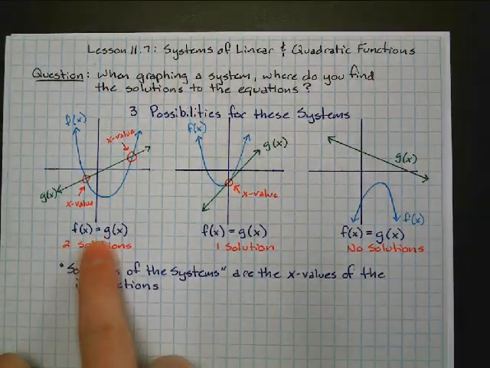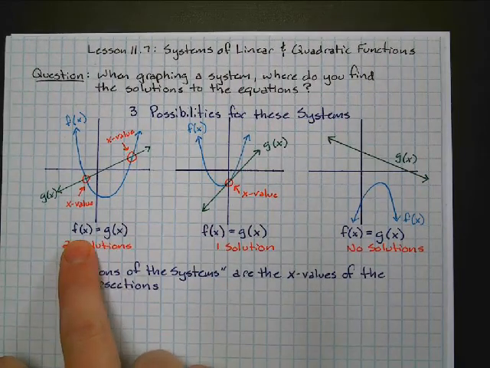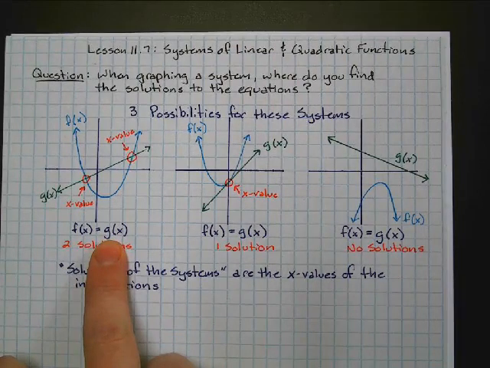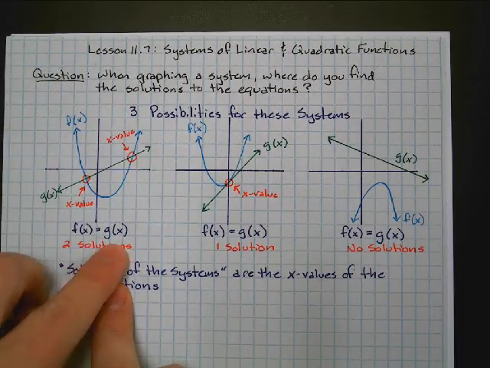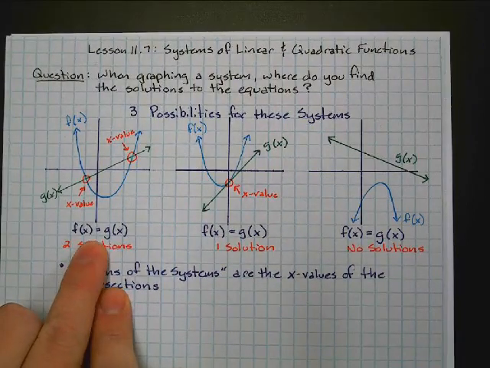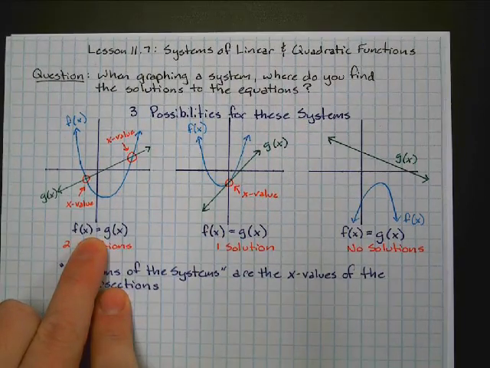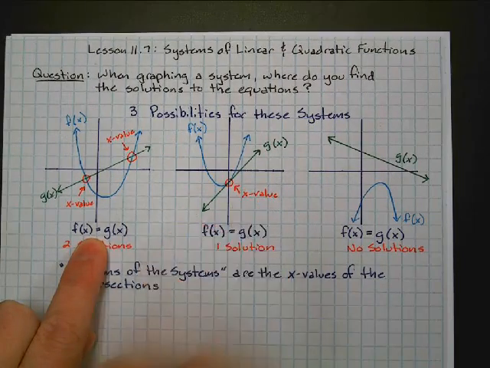Now, what we're looking for in these problems is when do the two functions equal each other? Now remember, f of x and g of x stand for the y values. f of x is the y values of the blue one. g of x is the y values of the green one. We want to know when the y values are going to be equal to each other on both of the functions, and what the x value is going to be.